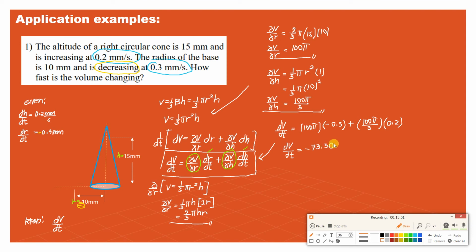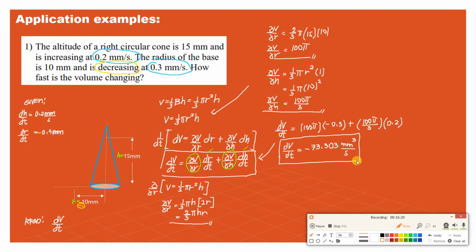73.303. So, 3 decimal numbers na walang rounding off. So, unit. Okay, volume kasi yan. So, mm or millimeter cube with respect to, so pwede naman with respect. Okay, millimeter cube per second. So, ganun daw kabilis lumiit yung change.